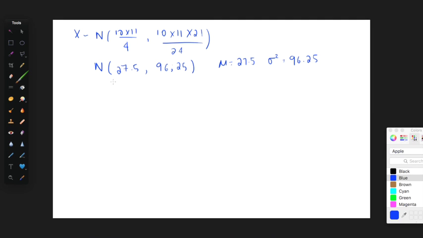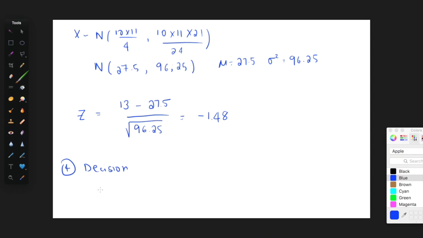96,25. And then the fourth thing to do is now calculate the z test statistic, which is going to be z, which is 13, which was the x. Remember we calculated x is 13, minus the mu, which is 27,5, divided by the square root of sigma squared, which was 96,25, and this gives me a value of negative 1,48.